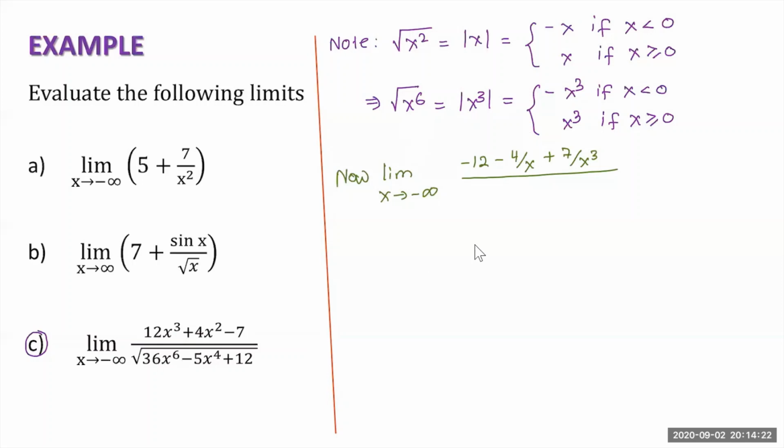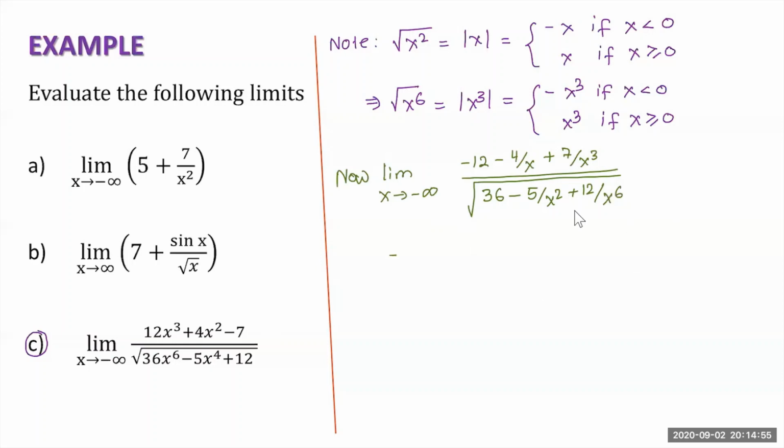So inside the square root, let's divide by x to the 6. When you divide this by x to the 6, it will be 36x to the 6 over x to the 6, which is 36. Then you have minus 5. Then x to the 4 divided by x to the 6 is x squared. Then plus 12 over x to the 6. So now we are ready to evaluate the limit. If we do this, we can find the limit by direct substitution.